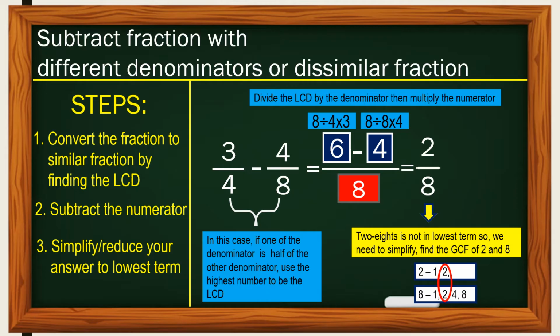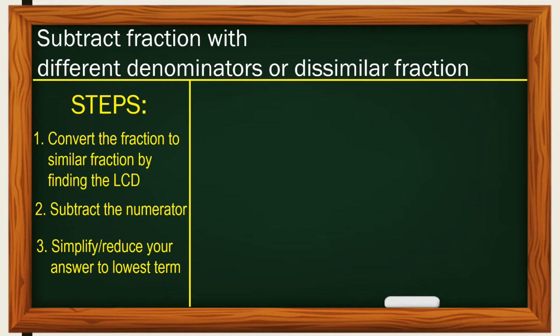So, gamitin natin yung 2 para i-divide natin sa 2 over 8. So, 2 divided by 2 and 8 divided by 2 is equal to 1/4. So, our final answer is 1/4. Let us proceed to the next example.